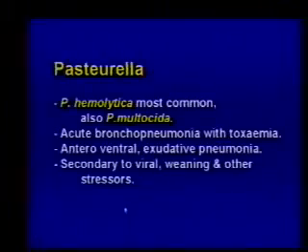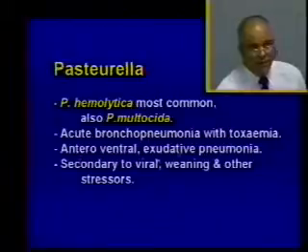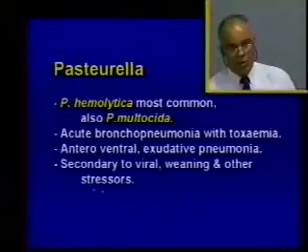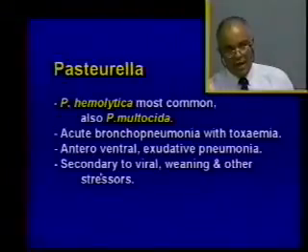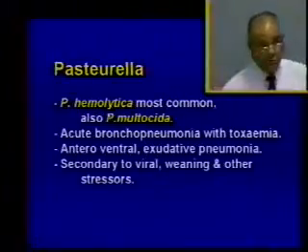Pasteurella is one of our bacterial agents. Pasteurella hemolytica is the most common. And also Pasteurella multocida is an acute bronchopneumonia with toxemia. There's usually an anteroventral exudative pneumonia, and it is secondary to viral infection, weaning, and other stressors. Cannot overemphasize this word right here, stress. Anything that stresses a calf or a cow. Then we have a viral insult, and then it's followed by a secondary infection, which in this case would be Pasteurella.